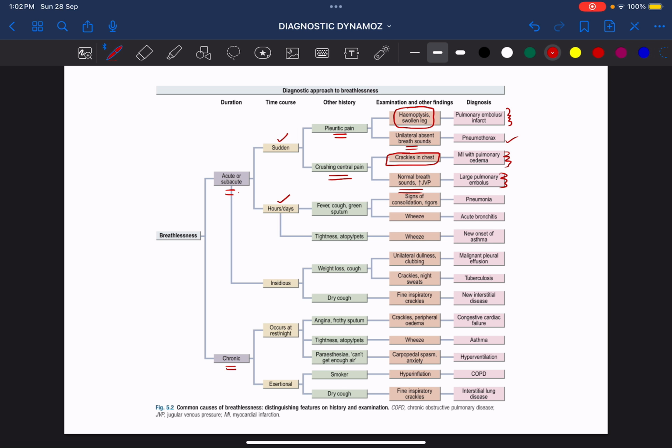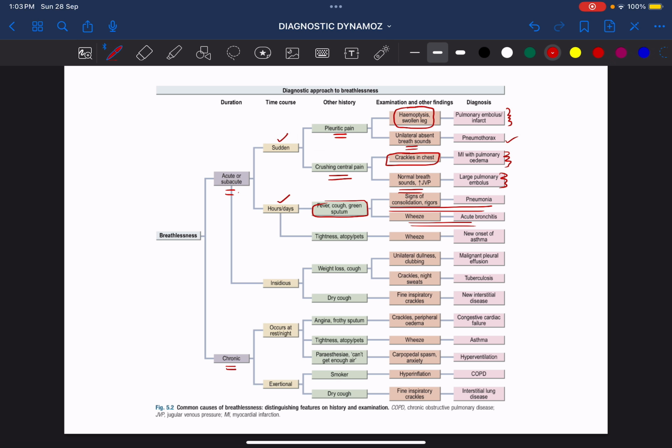Suppose the breathlessness is progressive over hours or days. Initially it was normal. We have the MMRC grading for dyspnea in respiratory disorders. Initially, only with severe activity I was getting breathlessness; now, not even at rest am I comfortable. So progressive breathlessness with fever and cough, always think about consolidation pneumonia. And when it is associated with wheeze, you will get acute bronchitis, most commonly of viral etiology.